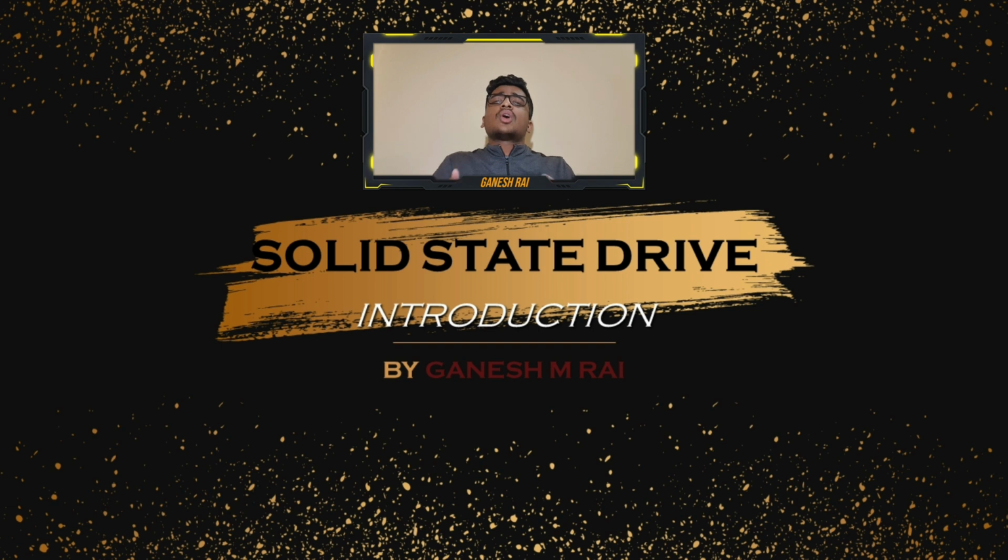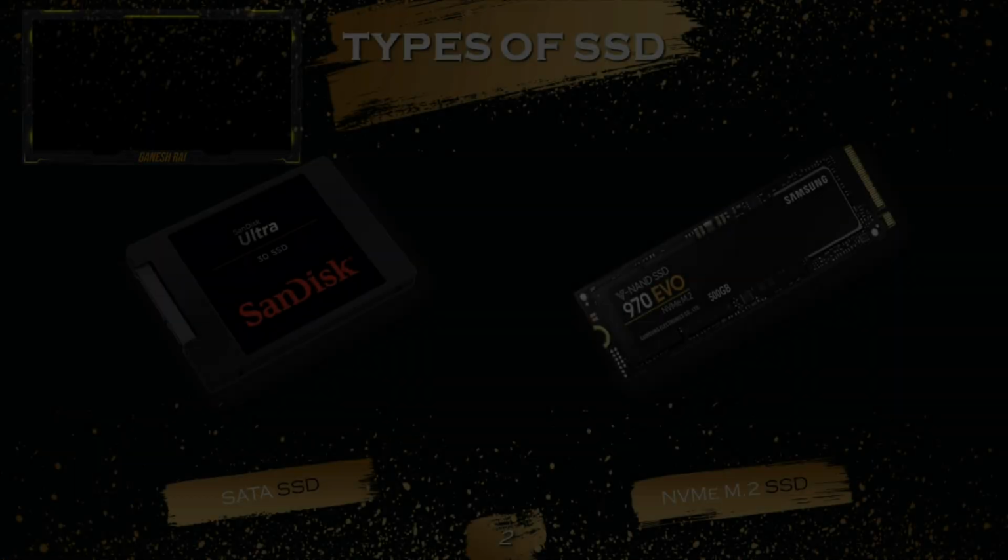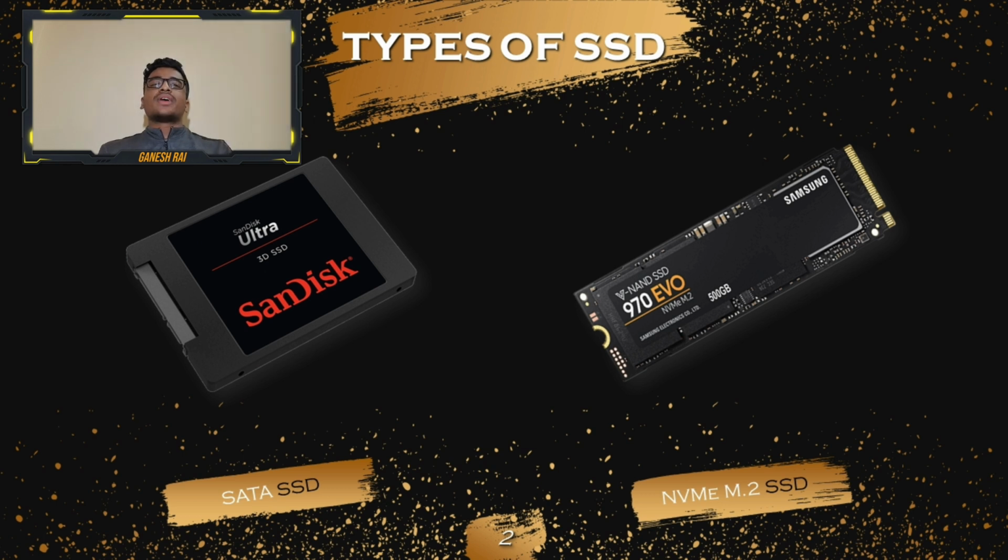SSD, also known as the solid state drive, is a new way of mass storage in which data is stored on flash chips and there are no moving parts in this. So till now, this is known to be the fastest way of storage. Now we're gonna talk about types of SSD.